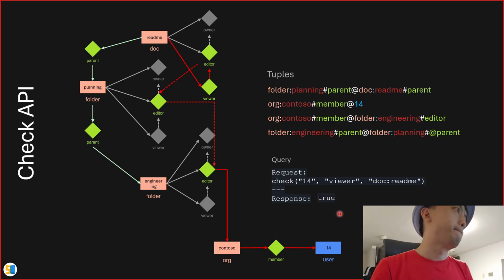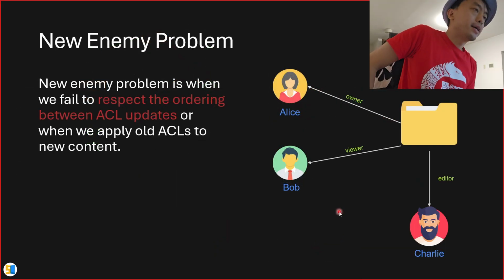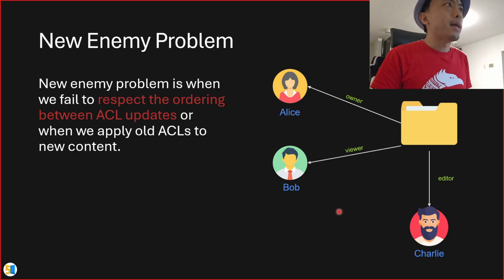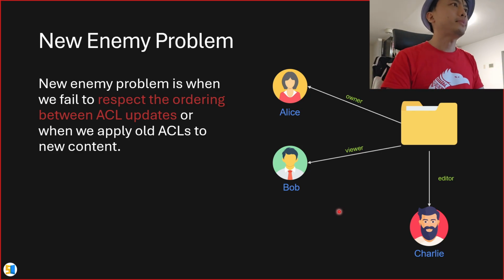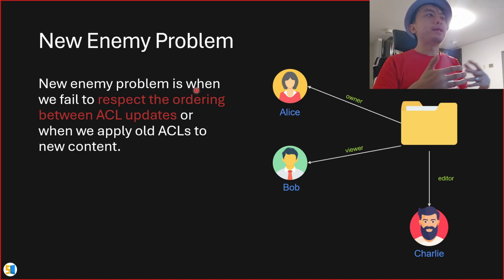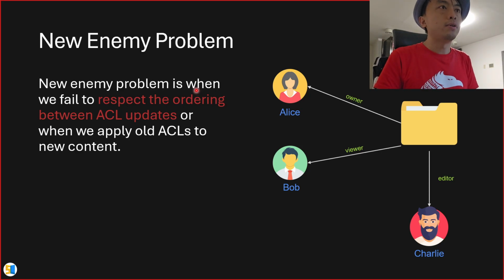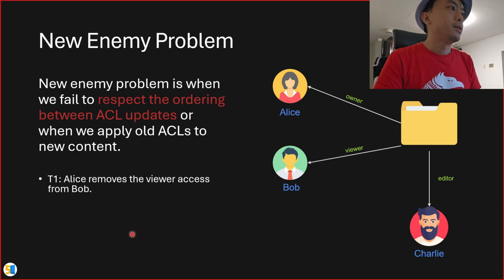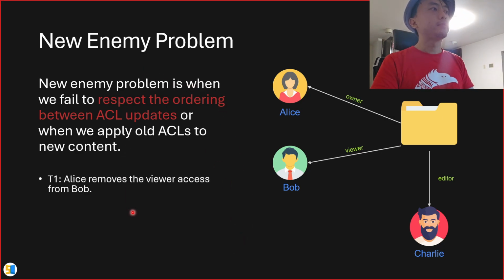All right, now let's talk about the new enemy problem. What's that? The new enemy problem is when we fail to respect the ordering between ACL updates, or when we apply old ACLs to new content. What does it mean? Let's see an example of neglecting the order of ACL updates, right?